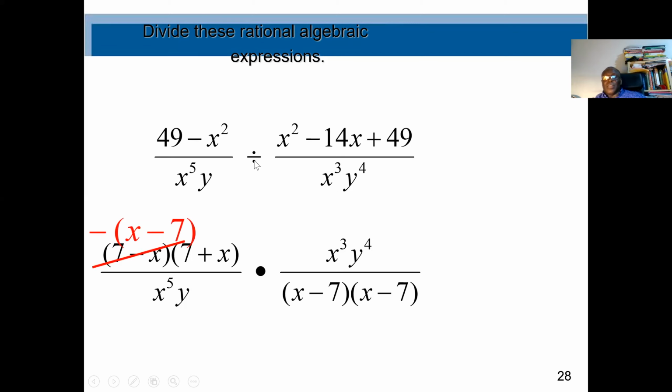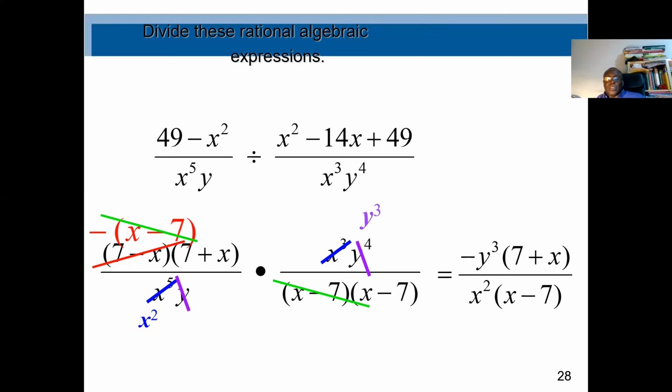But since we are turning our division to multiplication, the top will come down. So s minus 7 comes down. Then we cancel 1 out. We can also cancel the s cube with the s raised to the power fifth, to be left with only s squared down. We can also do y cube. So our final solution will be negative y cube 7 plus s divided by s squared, s minus 7.